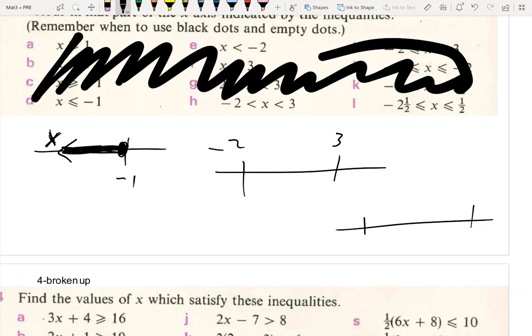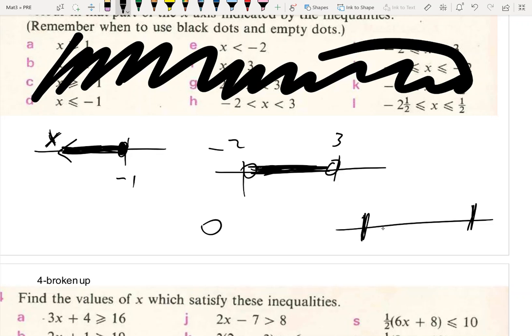-2 runs to 3. Strict inequality on both ends. Strict means strictly greater than -2, strictly less than 3, meaning it's not allowed to be equal. That's strict means not allowed to be equal. Strict means hollow.